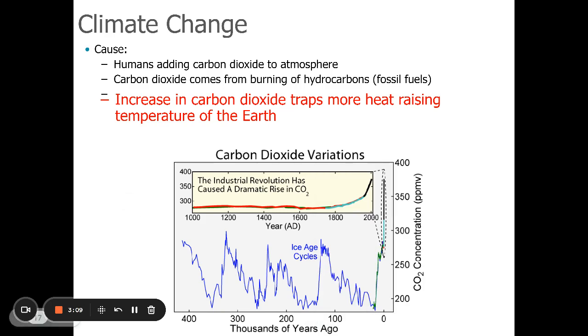But if you look at more recent times, we had this rise, dip, and so forth. But then we get to modern times. And the cycle sort of stopped. And now we see that we're all the way up here in terms of carbon dioxide levels in the atmosphere. And there's a reason for that.